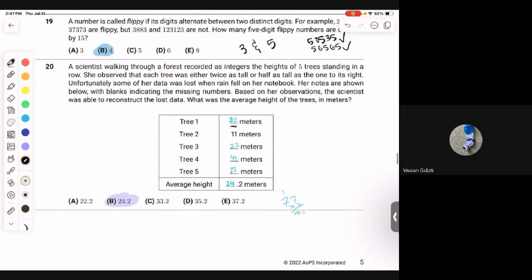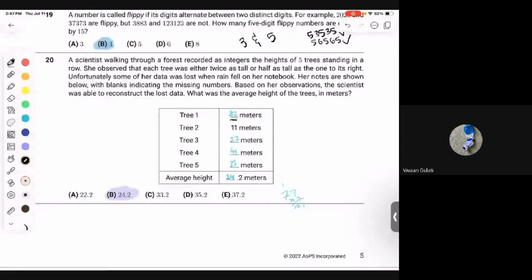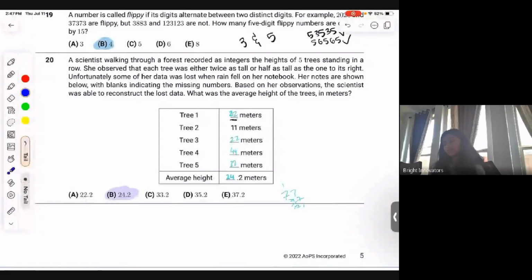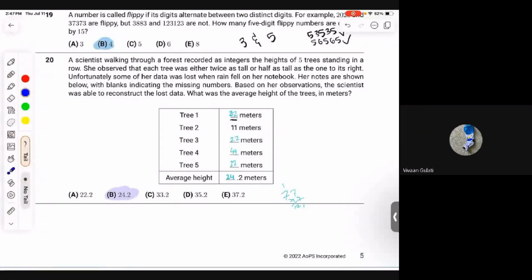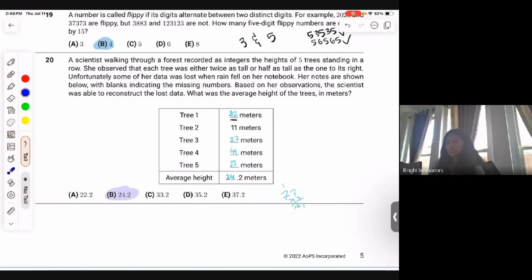So there's just three ways to do it. The first way is 22 11 22 11 22. The second way is 22 11 22 44 22, and the third way is 22 11 22 44 88. So you just find the average of each one, and then you can find one that ends in point two. Okay. All right.